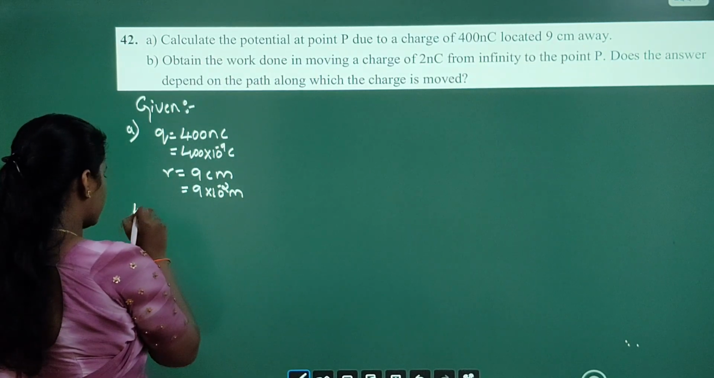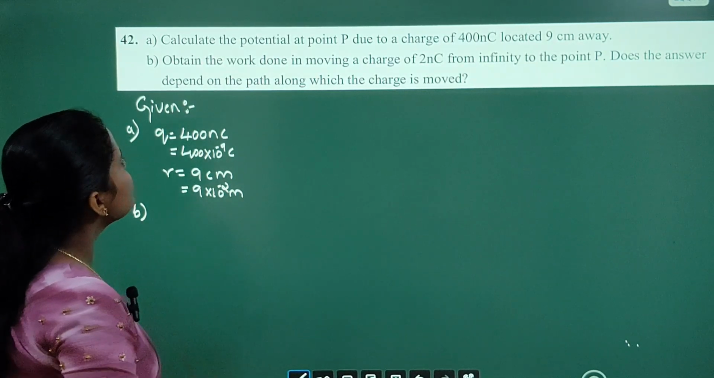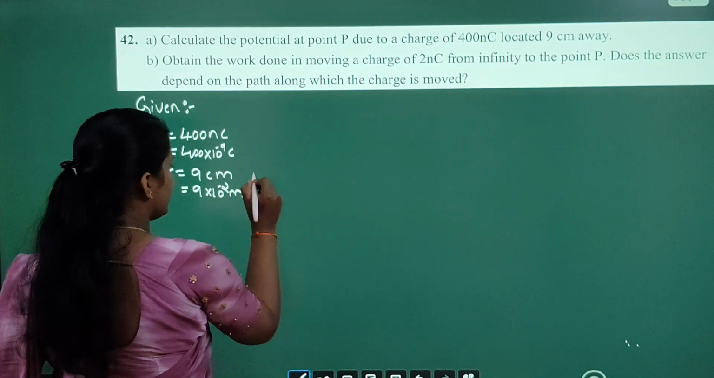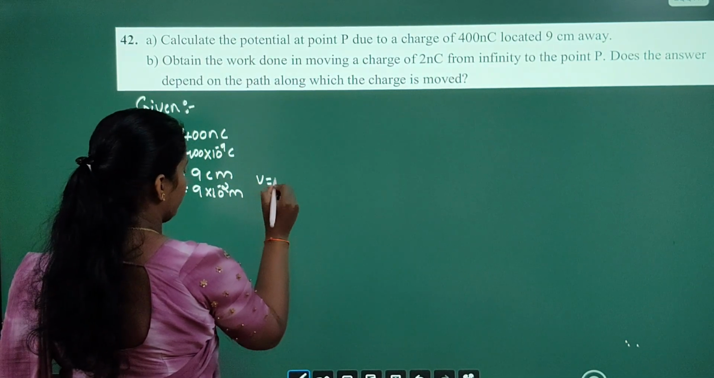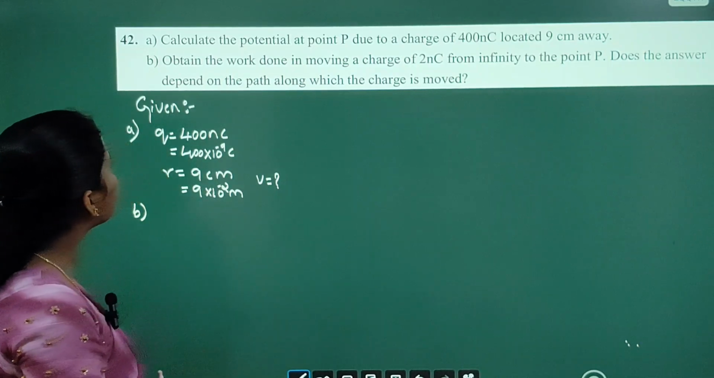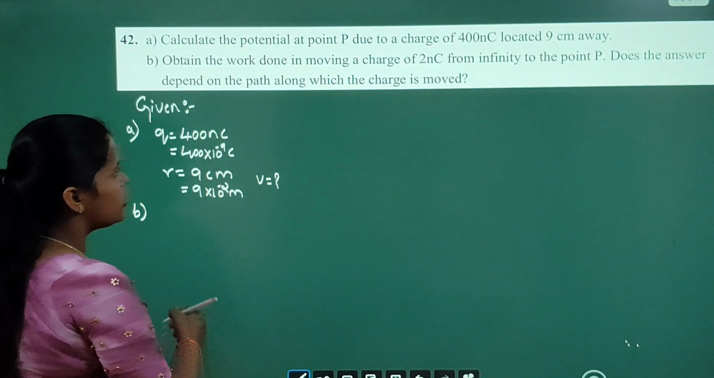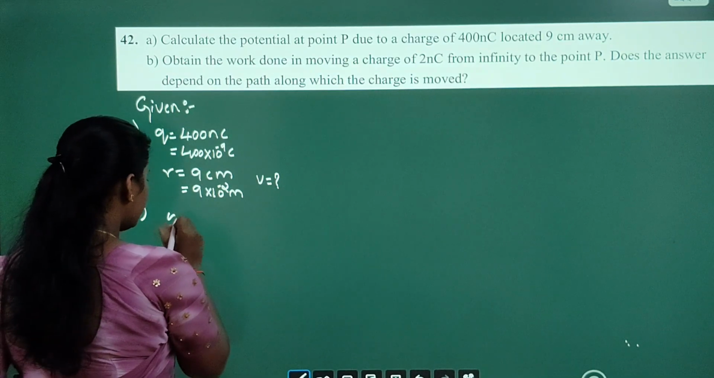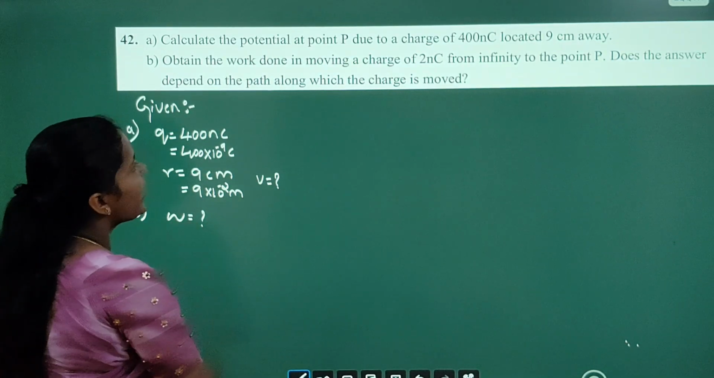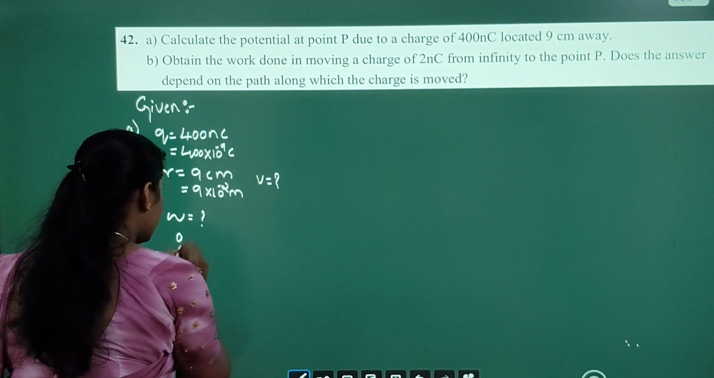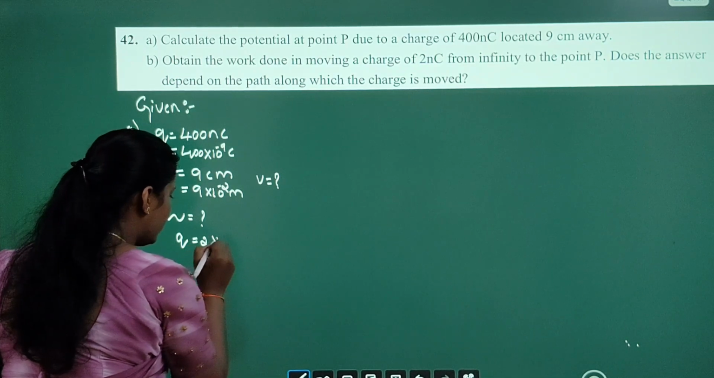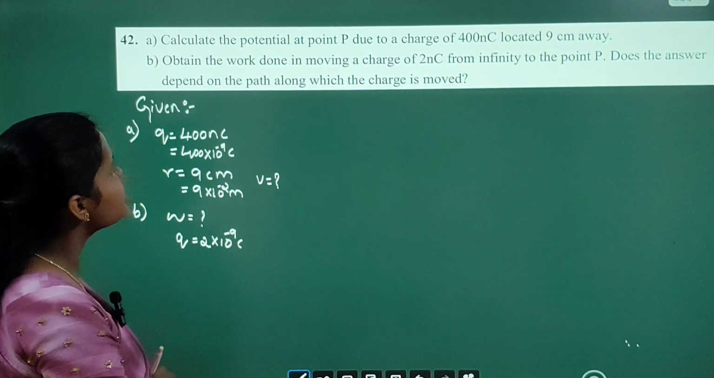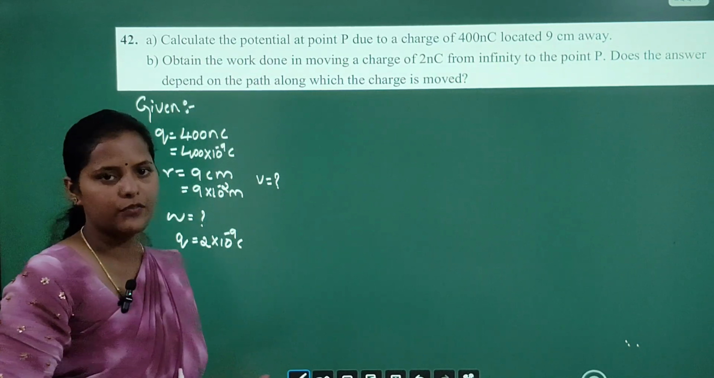And then the second sub-question, obtain the work done. What do we have to find out here? The potential difference, V, is equal to question mark, and the work done in moving a charge of 2 nanocoulomb from infinity to a point P. The charge is 2 into nano, which is 10 to the power of minus 9 coulomb. And we also have to find whether the answer depends on the path.